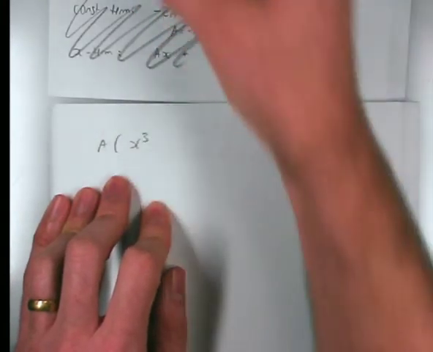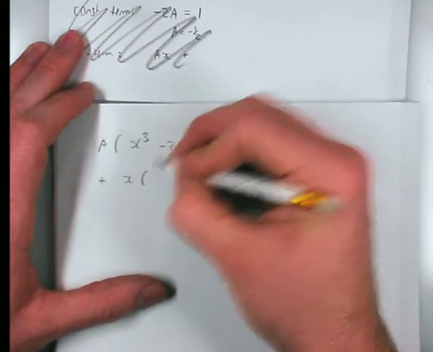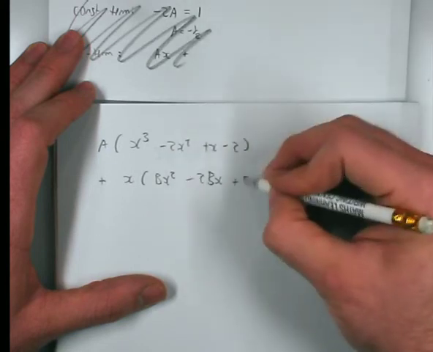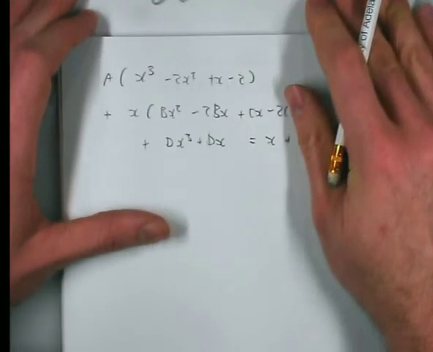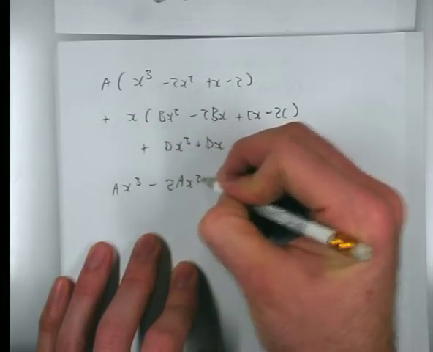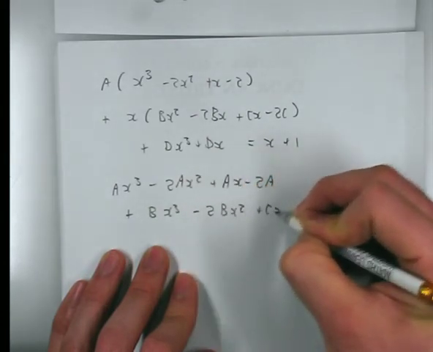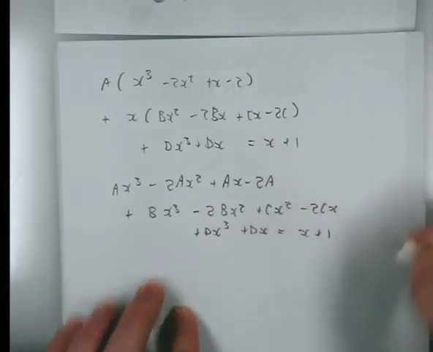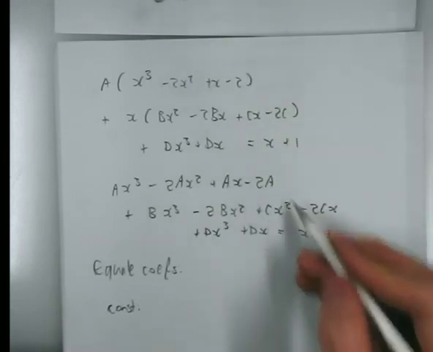So we've got x cubed minus 2x squared plus x minus 2. I'll leave the A to later. Bx squared minus 2Bx plus Cx minus 2C, and we've got Dx cubed plus Dx. That was expanding out. So we've got Bx cubed minus 2Bx squared plus Cx squared minus 2Cx plus Dx cubed plus Dx equals x plus 1. Now I can equate coefficients. So my constant, the only constant I have is this one, and it's equal to that.